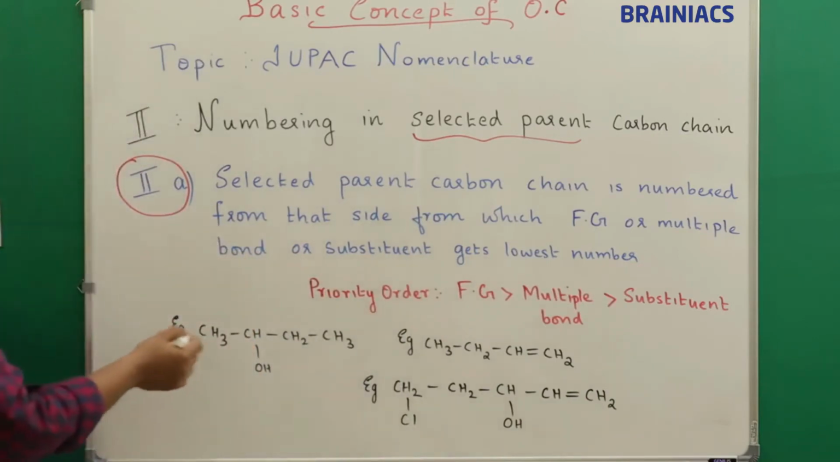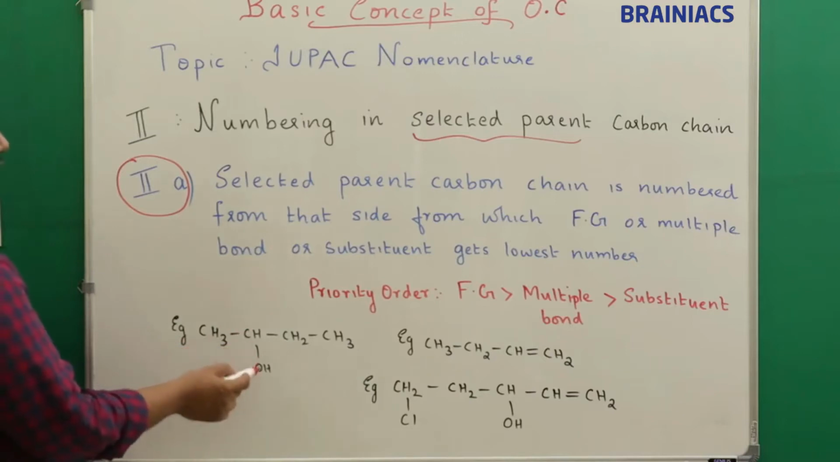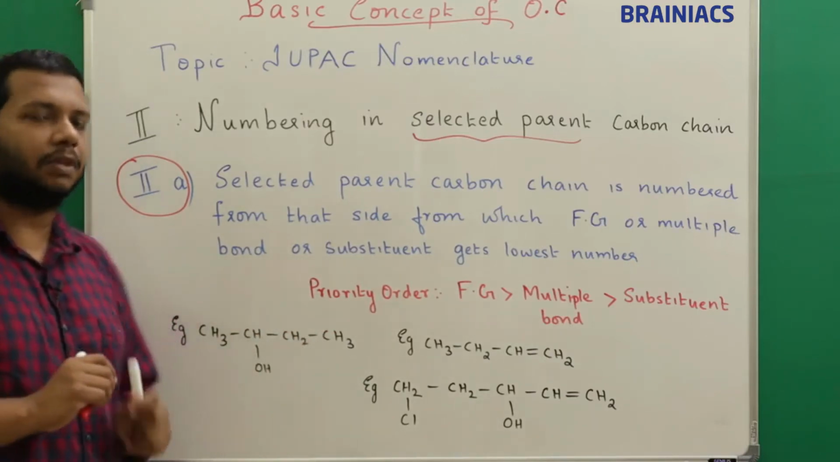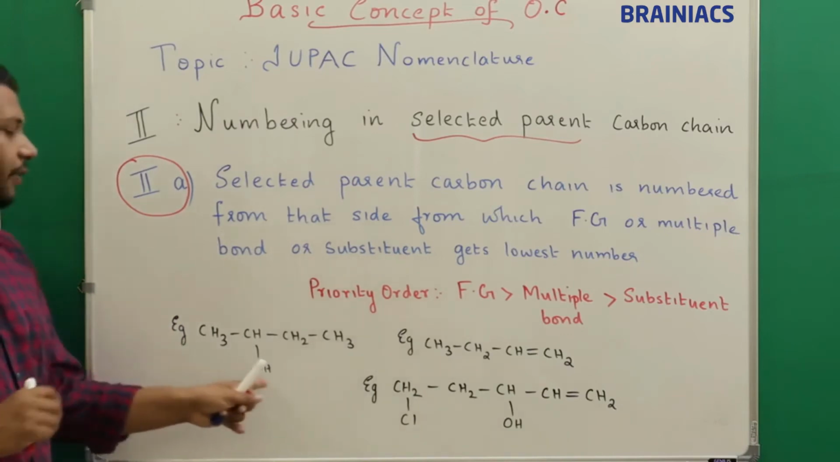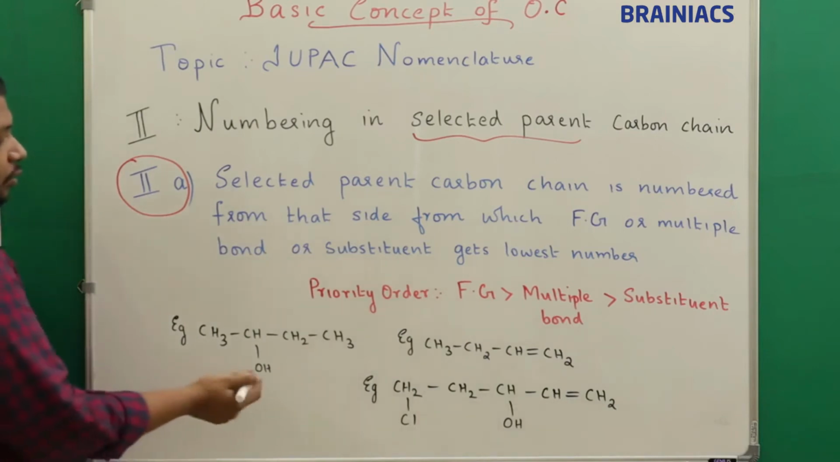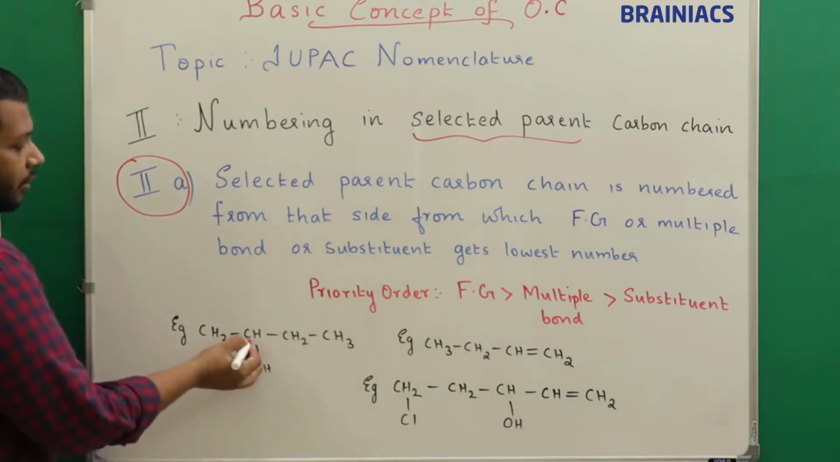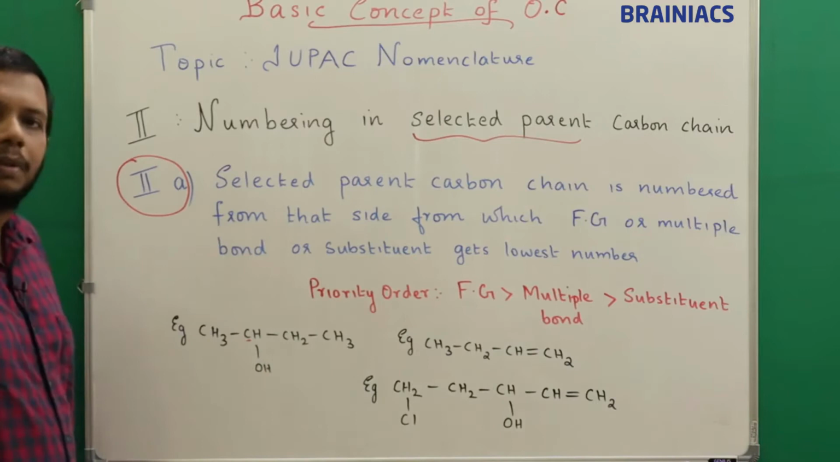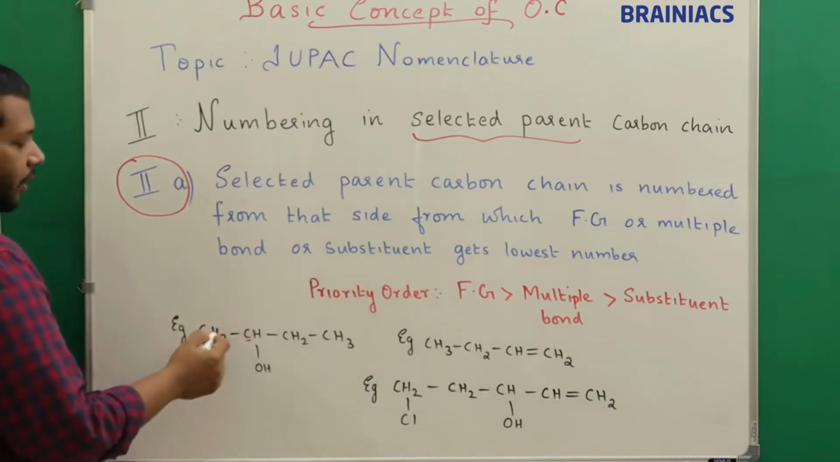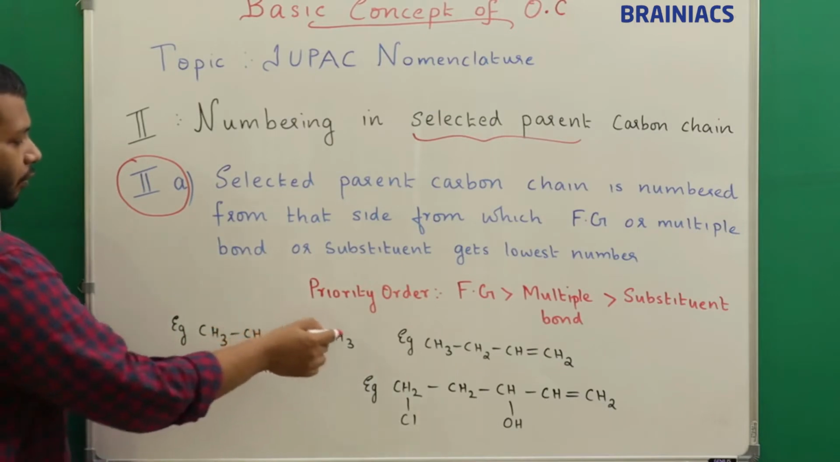Okay, now you have the first example, CH3, CHOH, CH2, CH3. So the first step is selecting the parent carbon chain, and you know that the functional group present here does not have a carbon. So what is the rule? The OH group should be connected to some carbon, and that carbon should be part of the parent chain. That is the only rule. So we know how to choose the longest path, 1, 2, 3, 4, 1, 2, 3, 4.